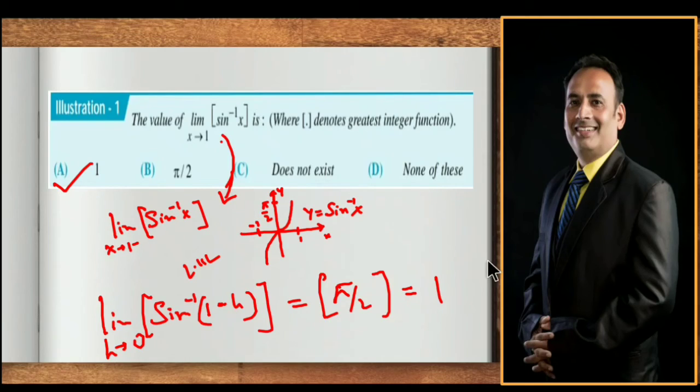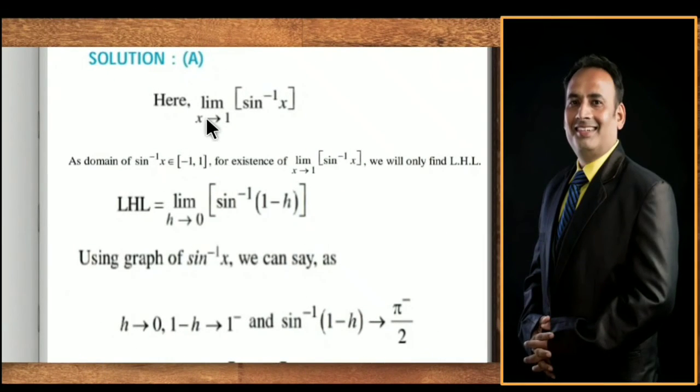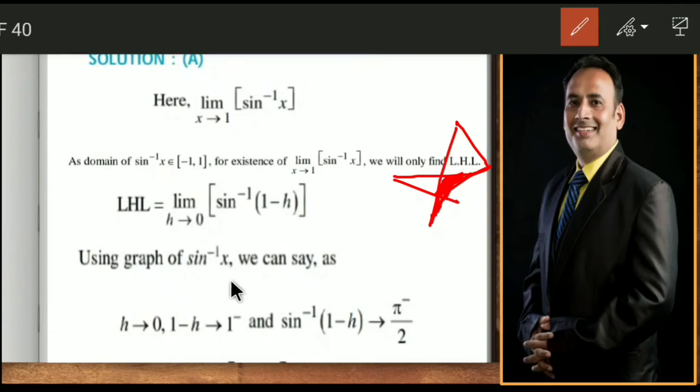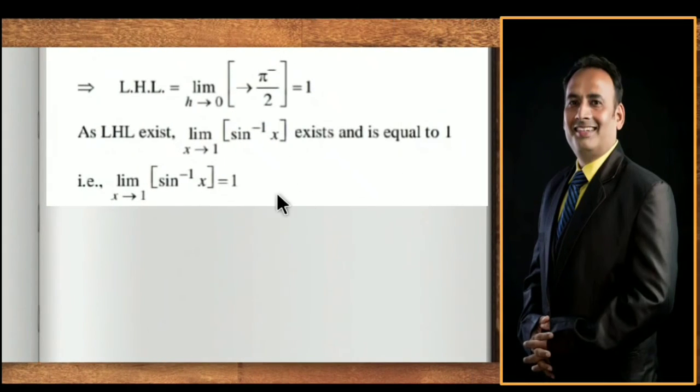Anyhow, let's see the solution over here. Limit x tends to 1, sine inverse x, and here, as we have said, this is not part of the domain, so we will only find LHL. So we have to omit this RHL portion. We will only go for LHL, nothing else. Mark this point, we have to consider the LHL portion only. That is a point to be noted. So sine inverse of 1 minus h, that in the graph we say pi by 2 minus h. So the result here is GI of pi by 2, and undoubtedly this is 1.